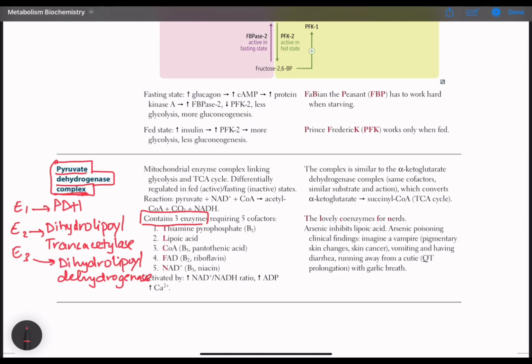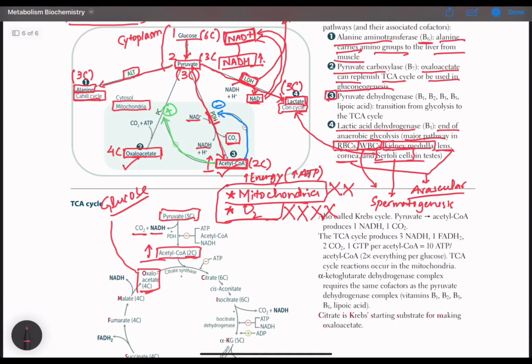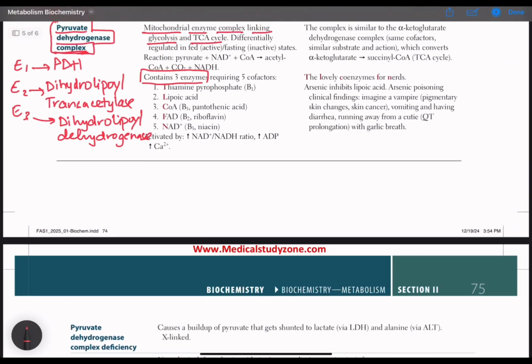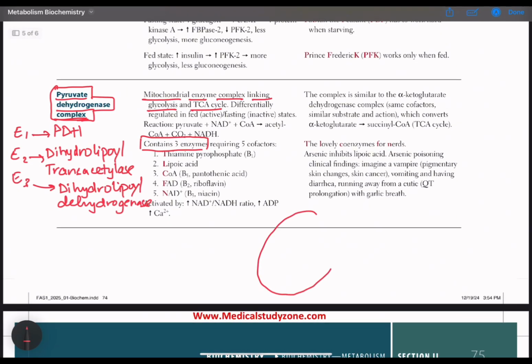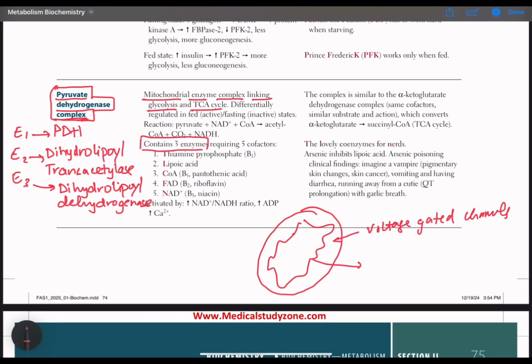So the pyruvate dehydrogenase complex is the combination of 3 enzymes. It is a mitochondrial enzyme complex linking glycolysis and the TCA cycle. The pyruvate generated through glycolysis is present in the cytoplasm. Once it enters the mitochondria, it goes through the outer membrane through voltage gated channels, and through the inner membrane through specific carriers.